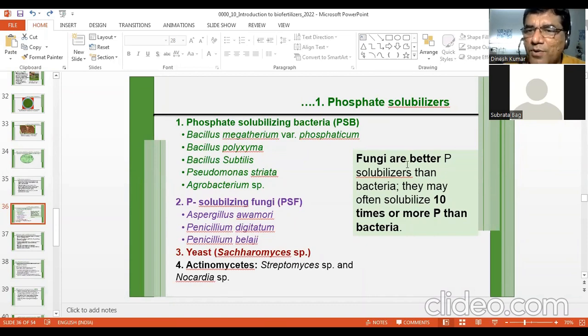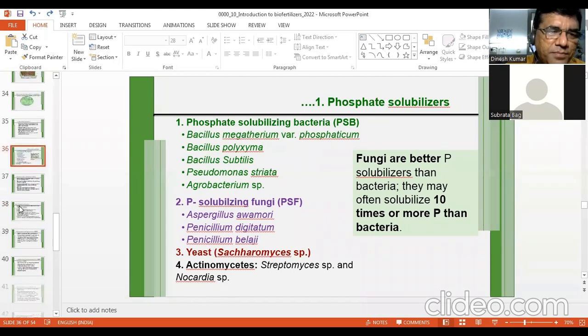And fungi are, of course, better phosphorus solubilizers than bacteria. They may often solubilize 10 times or more phosphorus than bacteria. This is a very general kind of statement, that fungi are more efficient in phosphate solubilization than bacteria.